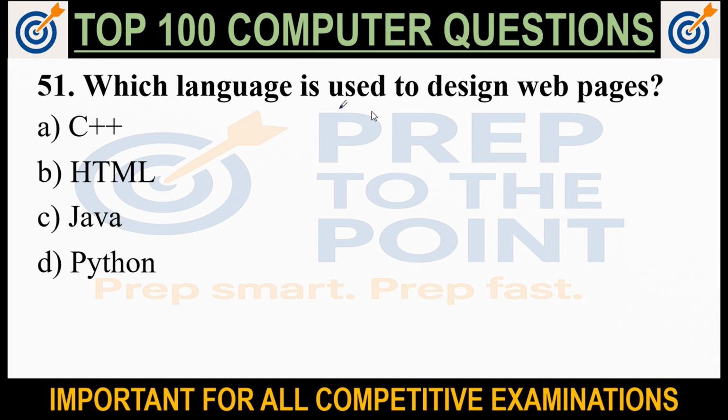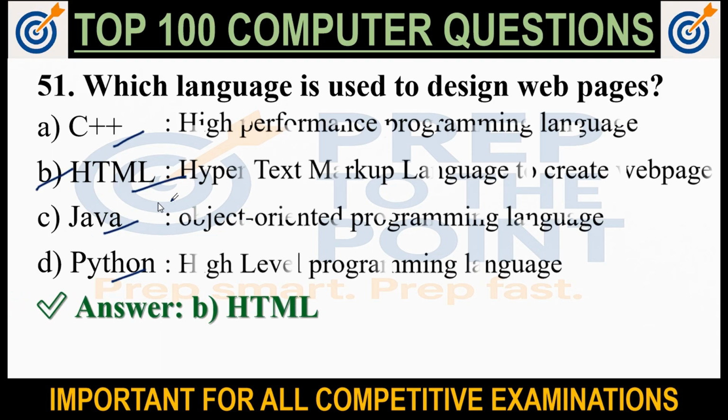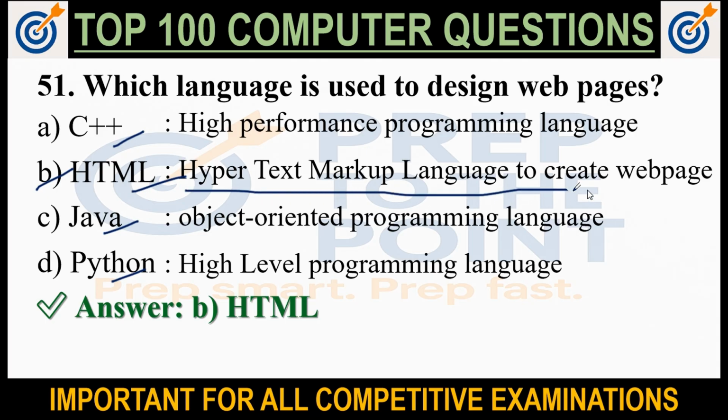Which language is used to design web pages? C++, HTML, Java, or Python? The right answer is HTML. HTML stands for Hypertext Markup Language and is used to create web pages, while C++, Java, and Python, all three are different types of programming languages.